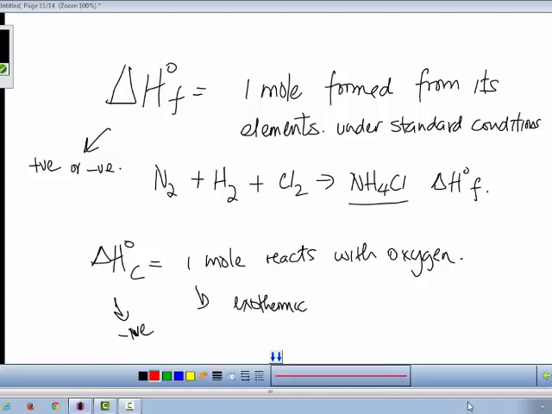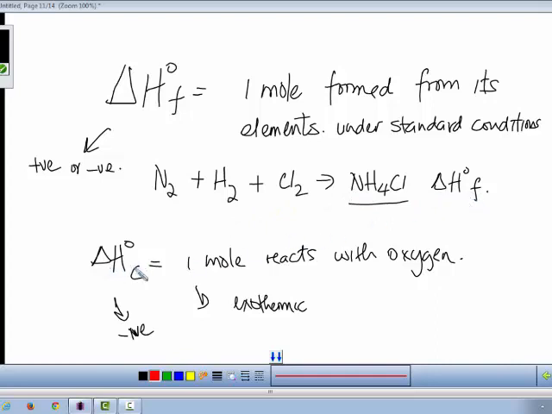Okay, today's lesson is calculating enthalpy of reaction using delta H of formation and delta H of combustion. So just to recap, delta H of formation is when 1 mole is formed from its elements under standard conditions, and that can be negative or positive, so it's an enthalpy change. Recall that we did an example for the formation of ammonium chloride. So it's nitrogen plus hydrogen plus chlorine to give you ammonium chloride, when 1 mole is formed from its elements, and that's delta HF.